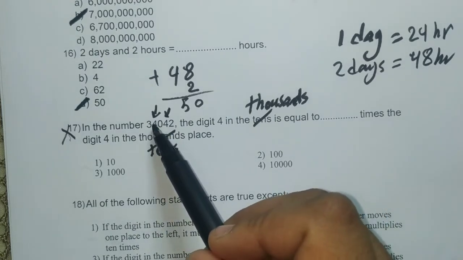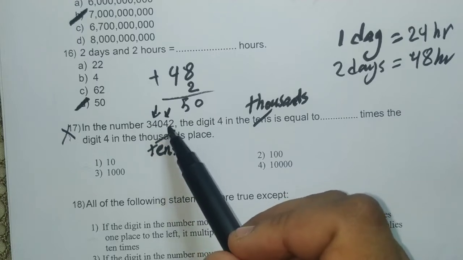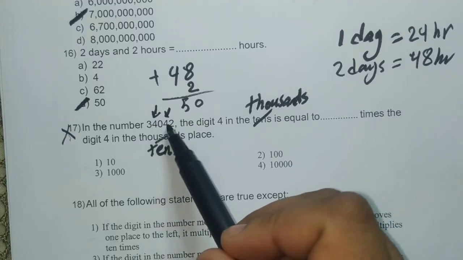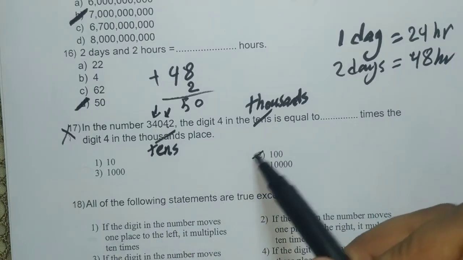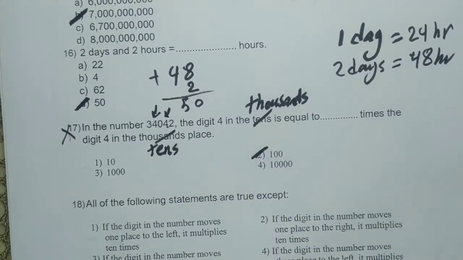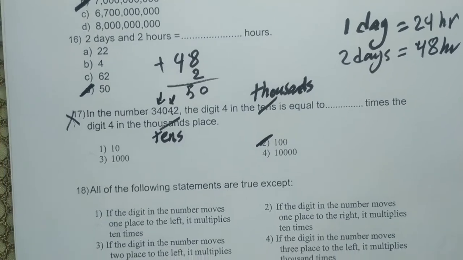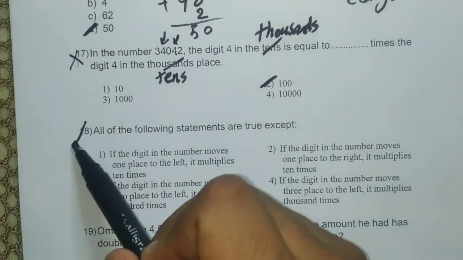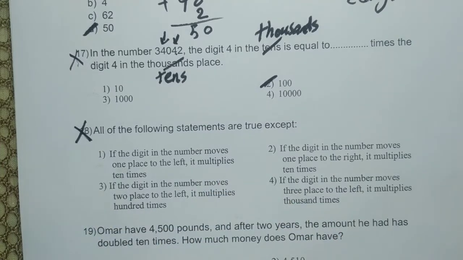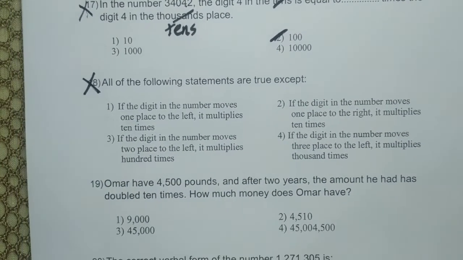To reach the number 4 here, I will put 2 zeros, and it will be 100. The number 18 also is not a correct answer from the ministry, so I will skip it.